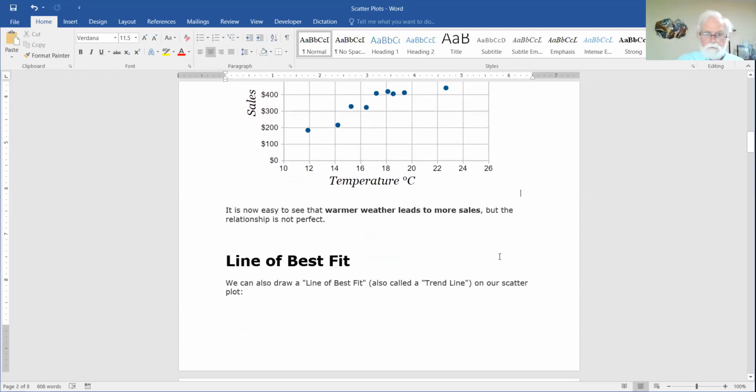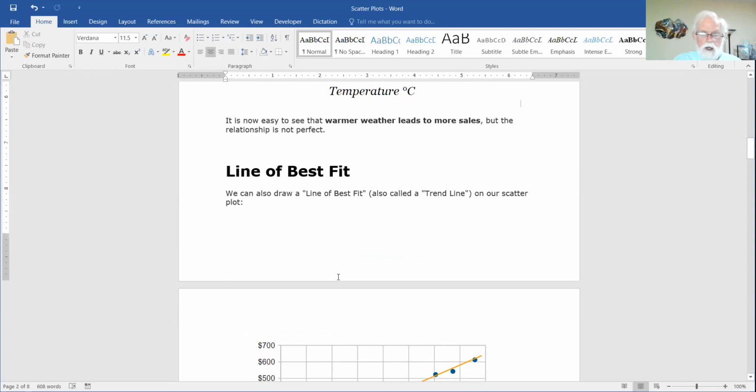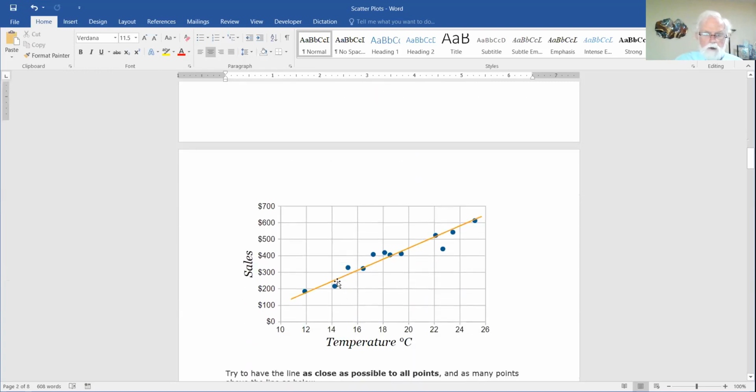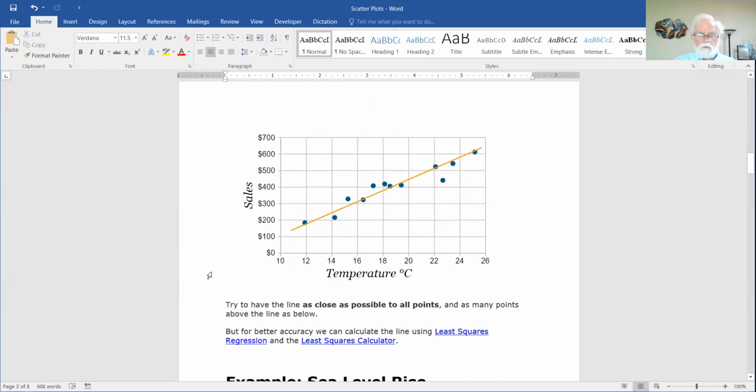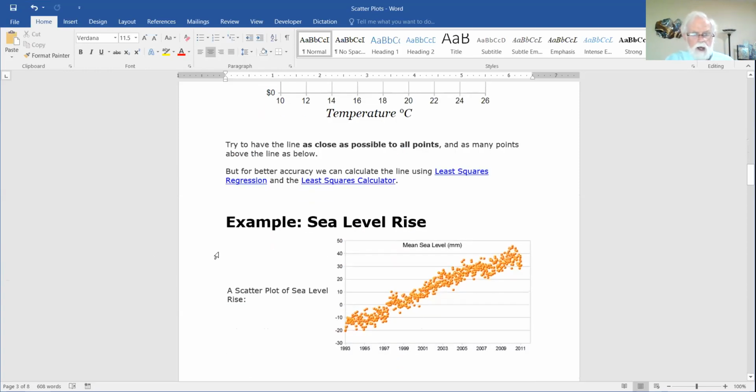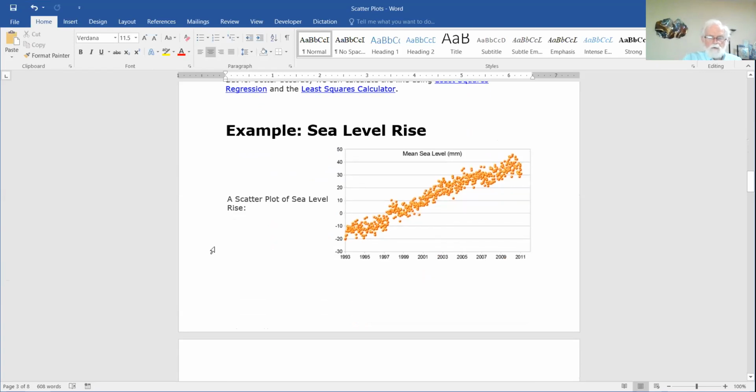Well, duh, right? We can then estimate a line that goes through most of the data points. We can either do this by eye, which is fairly easy in a narrow data set like this, or we can use some calculations for that. We can have much more data.